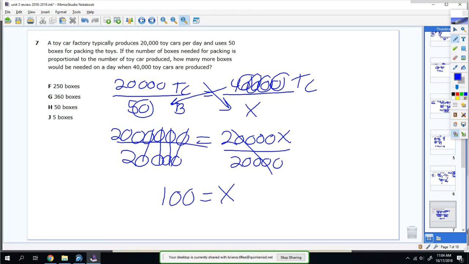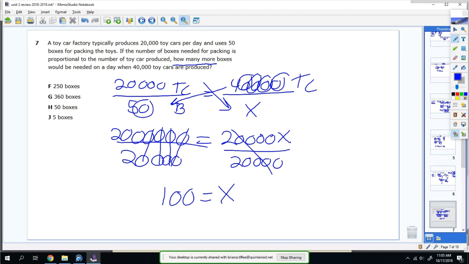A toy car factory typically produces 20,000 toy cars per day and uses 50 boxes for packing the toys. If the number of boxes needed for packing is proportional to the number of toys produced, how many more? Oh, it says how many more boxes. Well, that could have tricked us. It says how many more boxes. So make sure you actually understand what it's asking for.